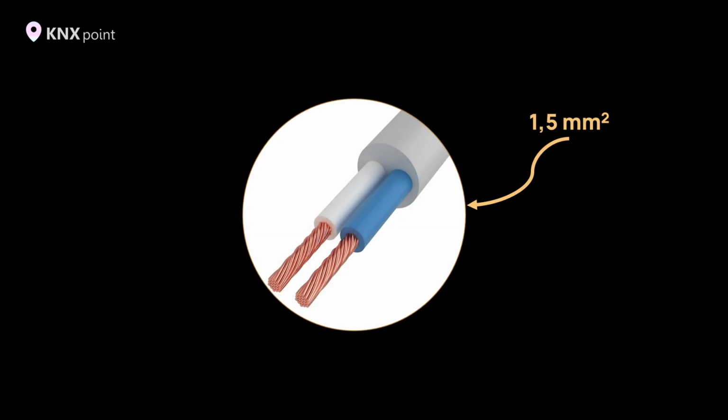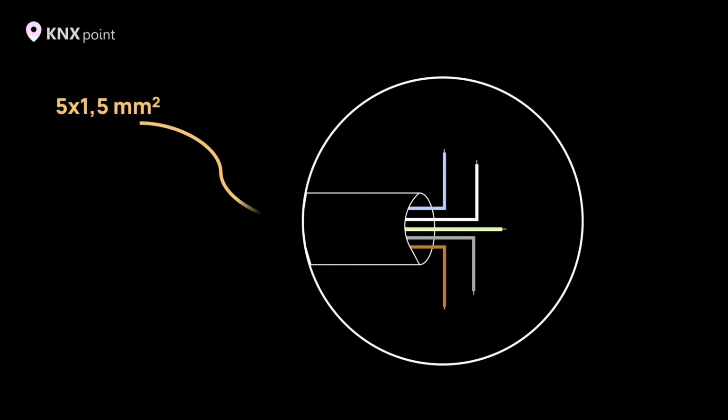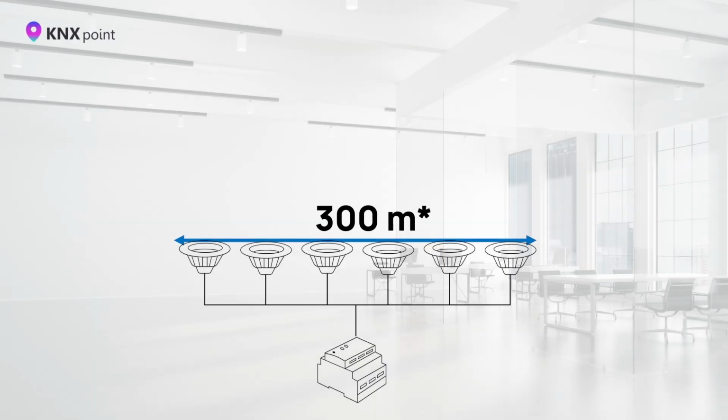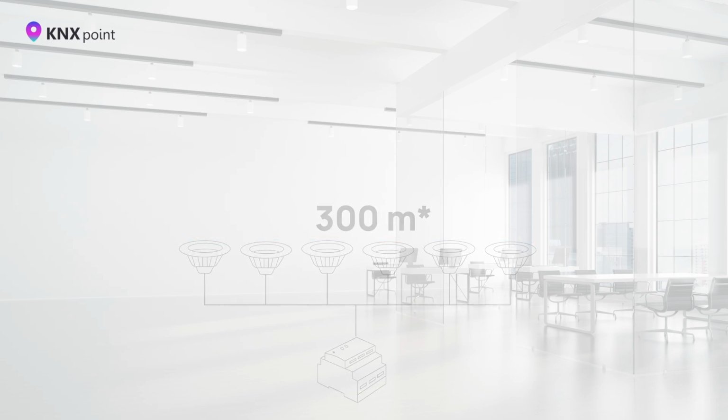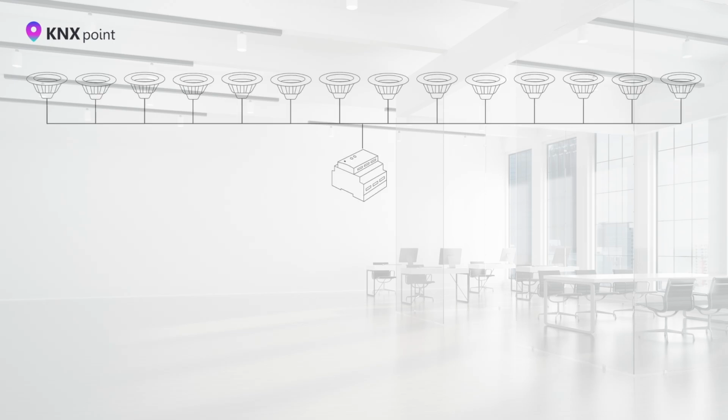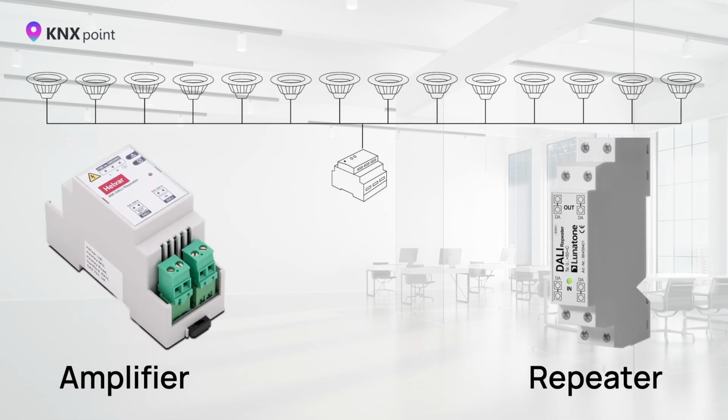Wires with a cross-section of 1.5 square millimeters are typically used for bus installation. It's common practice to lay power wiring and the DALI bus in a single cable, such as 5x1.5, with connections made using standard terminals. With this cross-section, the total bus length within a single segment can be up to 300 meters. This limitation can be bypassed using special devices, such as repeaters and amplifiers.